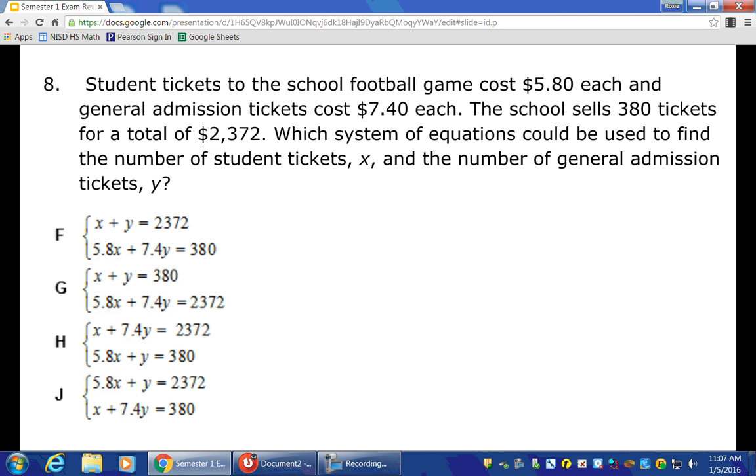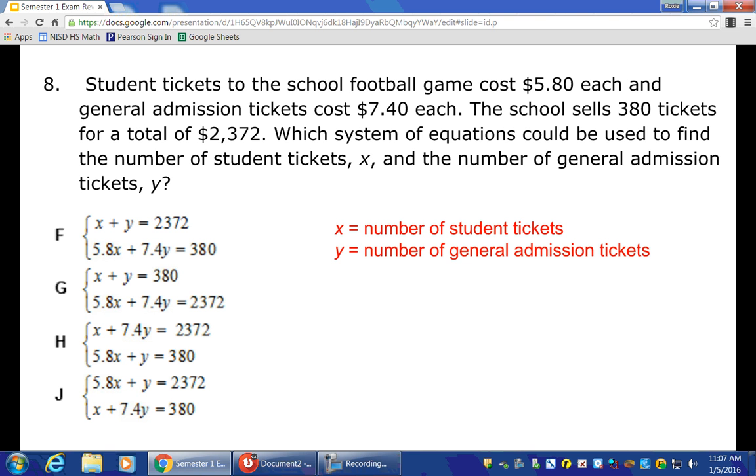Number 8. Student tickets to the school football game cost $5.80 each, and general admission tickets cost $7.40 each. The school sells 380 tickets for a total of $2,372. Which system of equations could be used to find the number of student tickets, X, and the number of general admission tickets, Y? Well, first, I want to write down what my variables mean. Here I'm told that X is the number of student tickets sold, and Y is the number of general admission tickets sold.